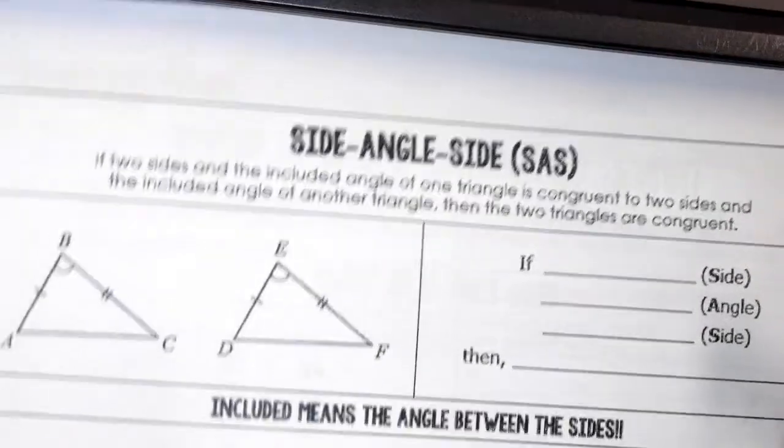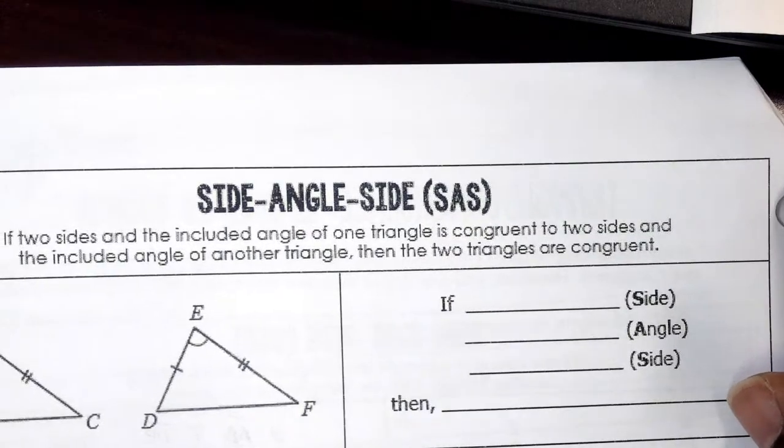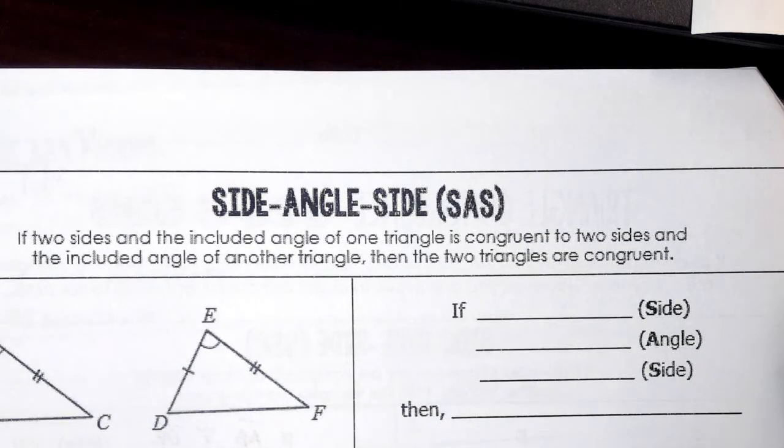Moving on. Let's increase our pace. Next one, side angle side. It says the two sides that include an angle of one triangle are congruent to two sides that include an angle of another triangle, then the two triangles are congruent.